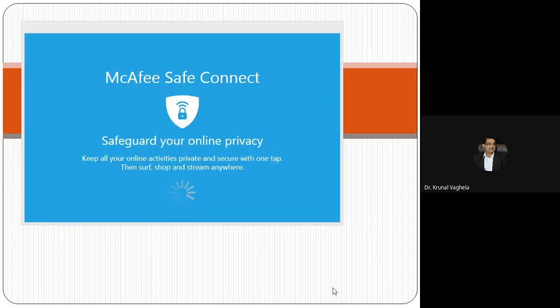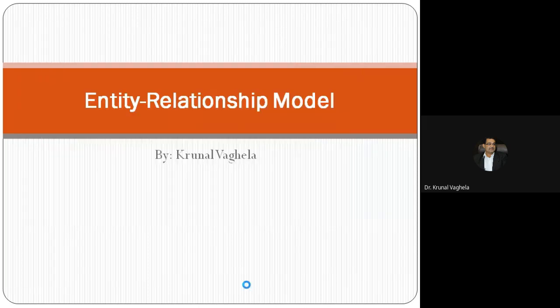ER diagram will play the same role, and it is nothing but a logical representation of your database. And it's always better to create the ER diagram first when you are creating your database.